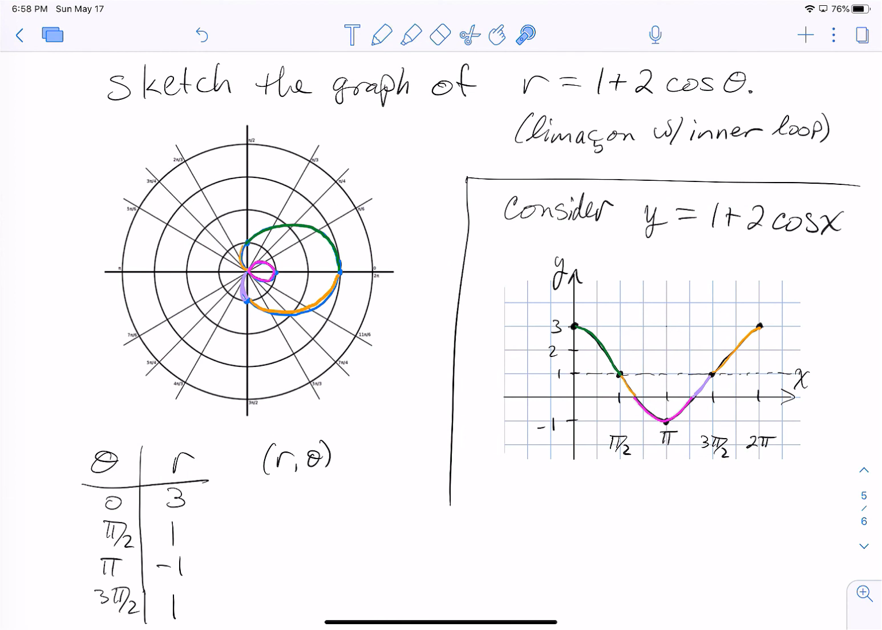This was kind of unnecessary in this particular case because we got what we needed knowing it was a limacon with an inner loop and r, theta, but this can be a very useful process in the event that we don't recognize a function right away.